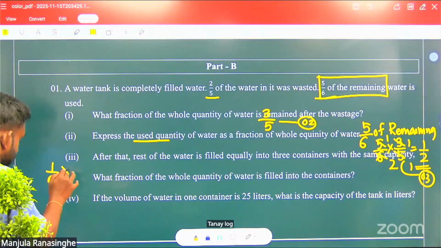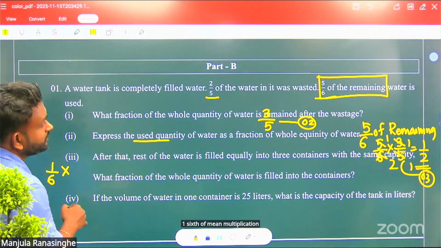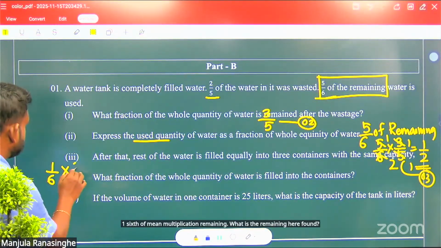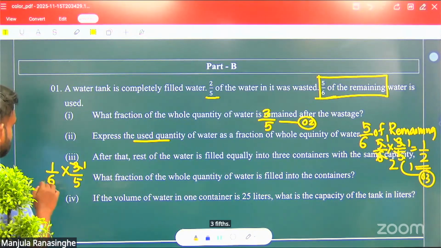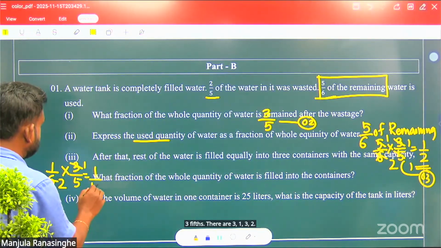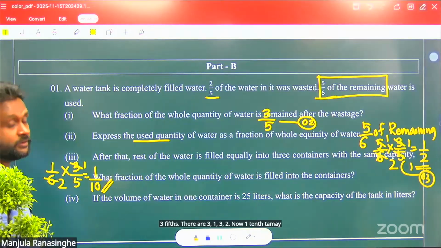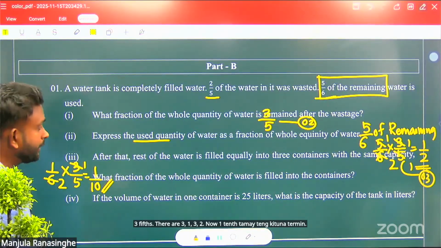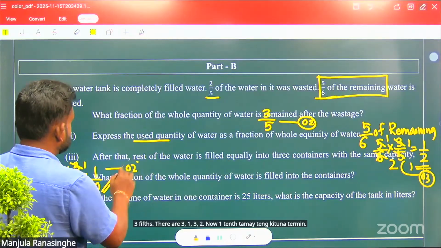So 1/6 of, meaning multiplication, the remaining. What is the remaining here? 3/5. So 3 and 3 cancel, 1 and 2. Then 1/10 is the fraction filled into all three containers. You have 2 marks there.